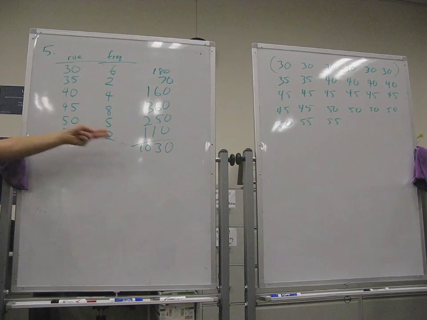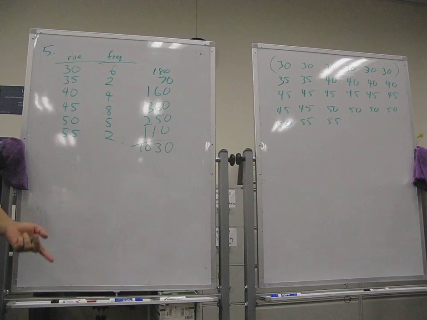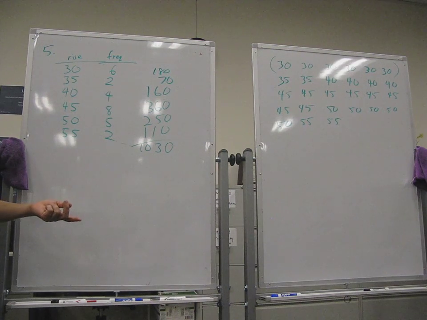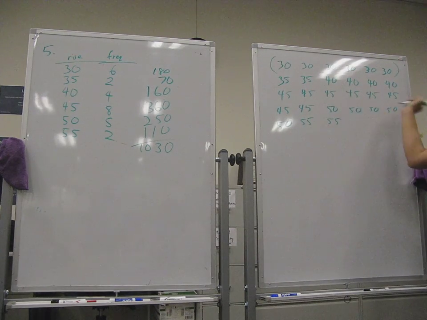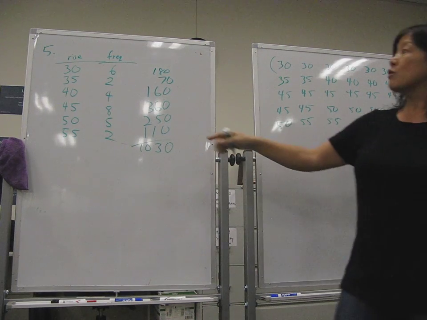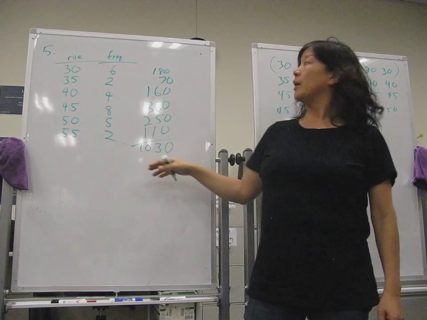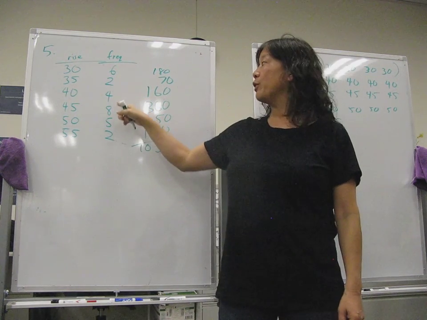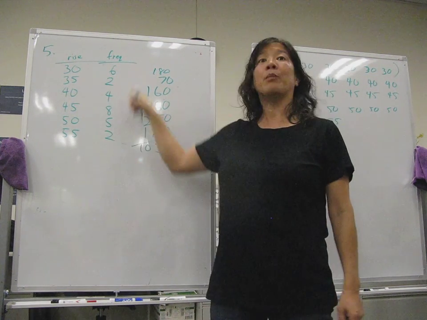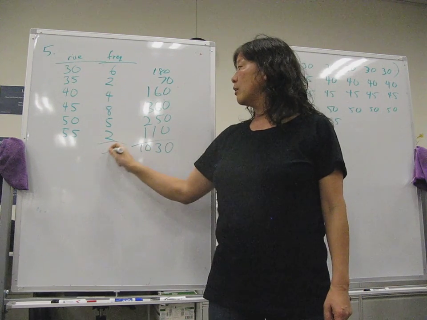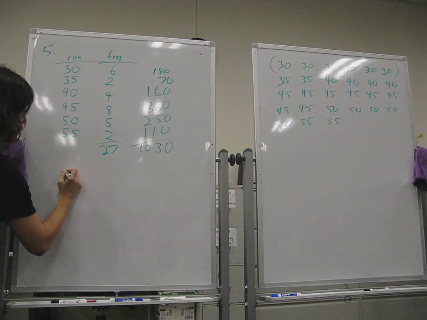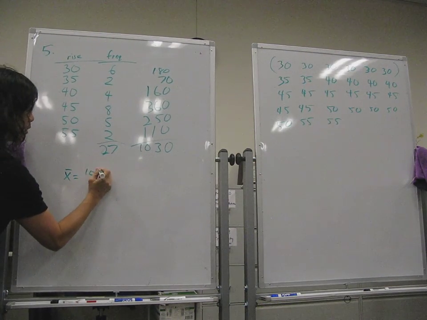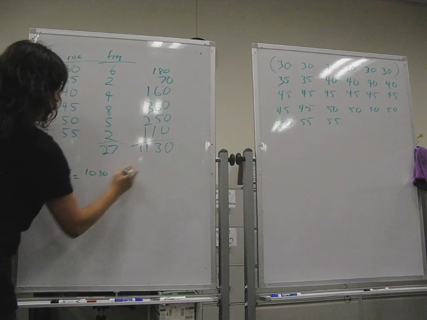How do you find the mean? Add them all up and you divide by how many there are. How many of them are there? Are there only 6 days? Yeah, there's 27 of them. Do you see what I'm saying? There's 27 of them. This here is just a shortcut for adding them. There's still 6 of those, 2 of those, 4 of those, 8 of those, 5 of those, and 2 of those. This is how many days there are. So you have to add these up and find the mean, which I think is 1130. Oh, is it 1130? Sorry.